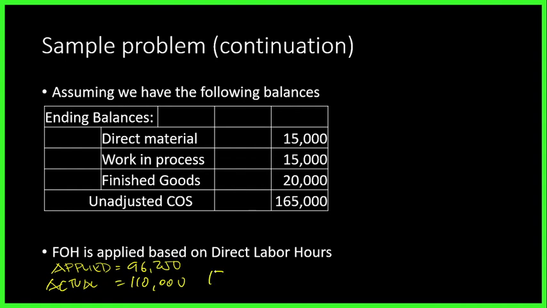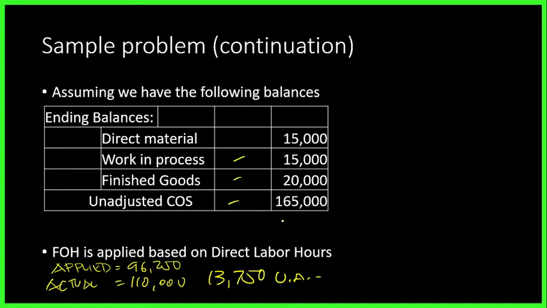You now have 13,750, which is under applied. So the standard is lower than your actual. Now let's assume that this one is immaterial. The entire 13,750 will be closed to your cost of sales. But if this is considered to be material, we are going to allocate them to your work in process, finished goods, and your cost of sales.